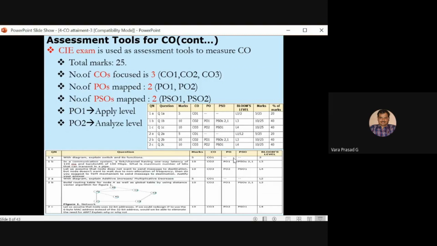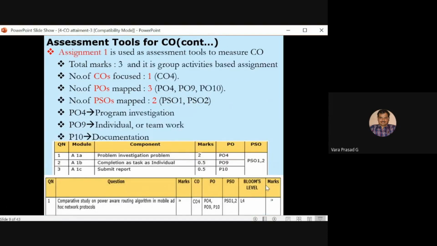This is my question paper. 1A is a Bloom's level 1, level 2 question only. 1B is mainly focused on L3 questions only. 1C is L4. Same thing I followed here: 2A is L2, 2B is L3 questions, 2C is L4. ICT says you can go up to a maximum of Bloom's level 4 in a theory exam, so we are sticking to that. Now, assignment 1 can be used in order to measure the CO.